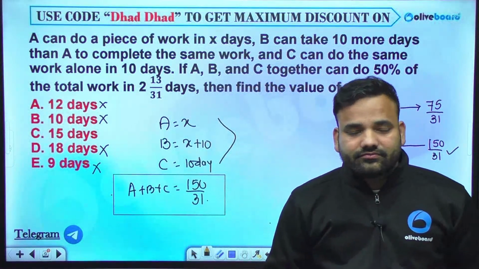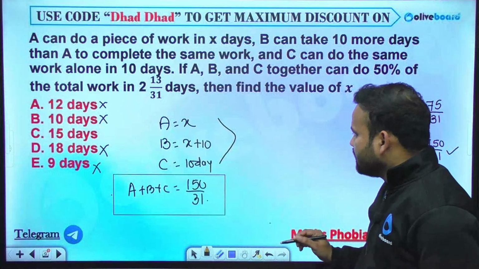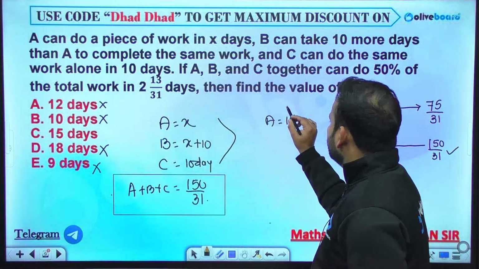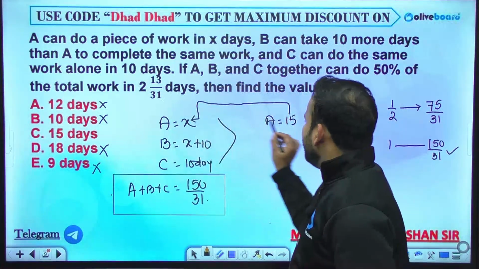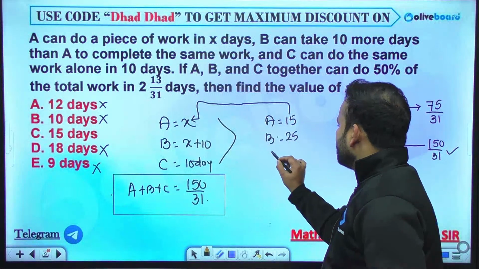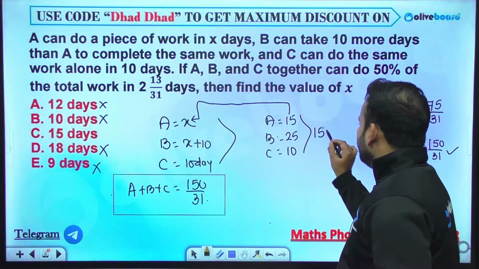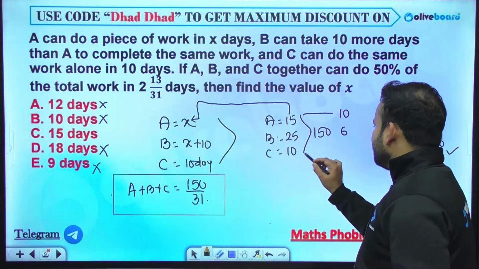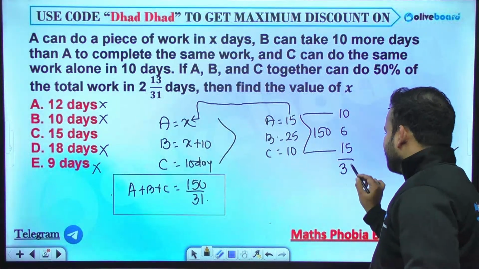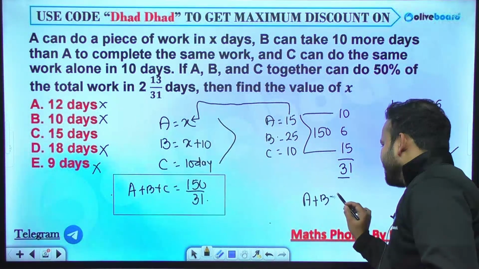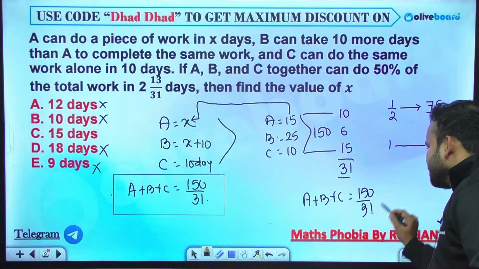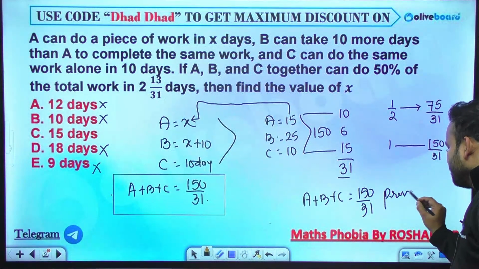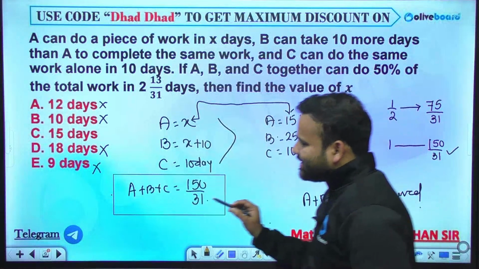We need to prove this. If you are taking this, I need to prove it also. So if I'm taking A equals 15, that means the value of x, I'm using this option. A equals 15. What about B? That is 25. What about C? That is 10. The proper LCM is 150. 150 divided by 15 is 10, so A's efficiency is 10; B is 6 and C is 15. Together they have an efficiency of 31. So together they will complete the entire work in 150 by 31 days, which is the given answer. So this is proved. Hence we have taken the value of x correctly. So 15 is the answer.